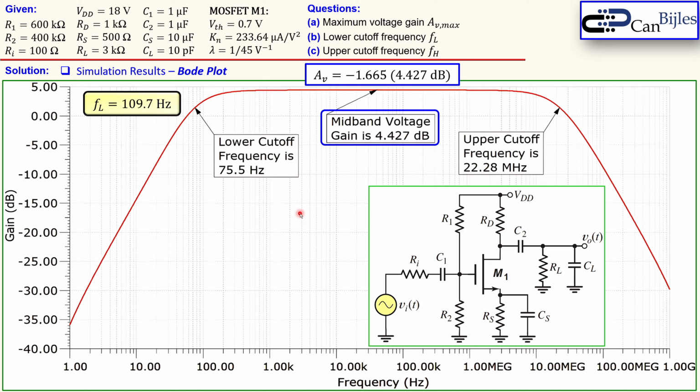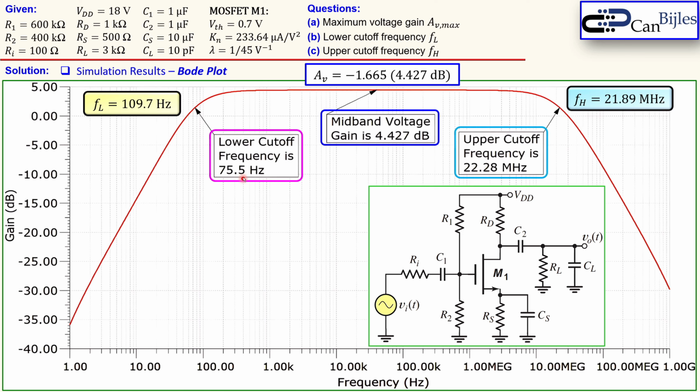The lower cutoff frequency was in our case almost 110 hertz. That was the calculation we have done using the summation of all the poles. Now if you look at the simulation result for the lower cutoff frequency, it is approximately 75.5 hertz. So this is quite off here, so there's of course an issue with the zeros, and we have discussed that, so I will come back to that later. And we have also here the upper cutoff frequency of 21.89 megahertz, and we have here 22.28 megahertz. So these are very close actually, so this is a nice result.